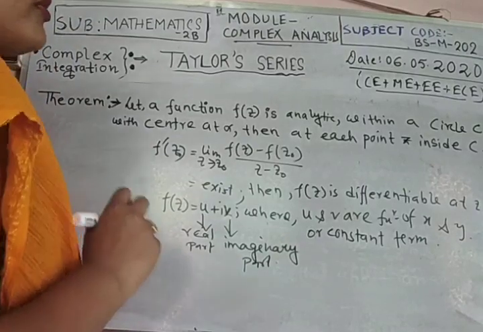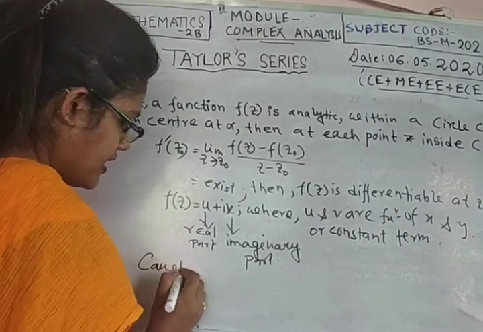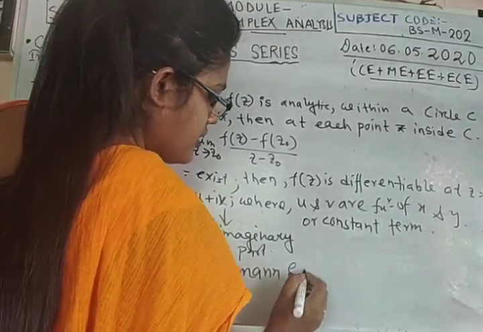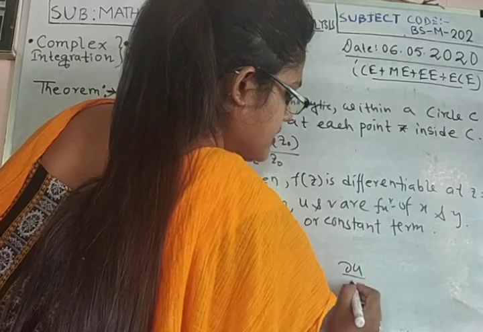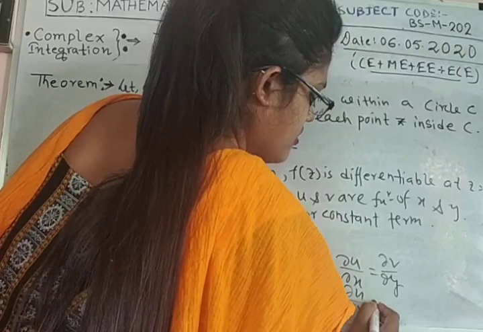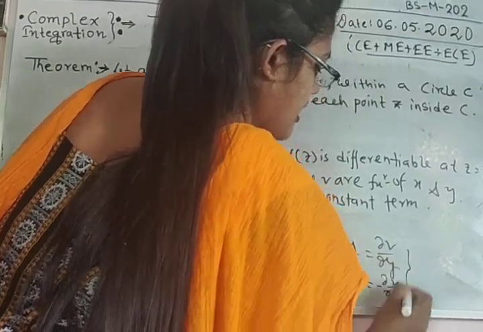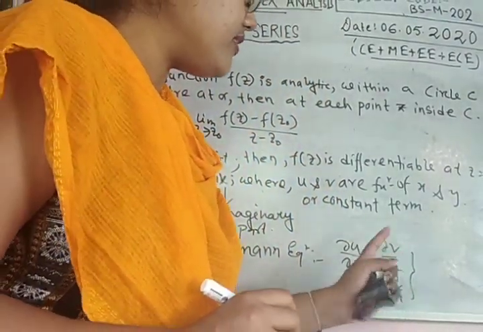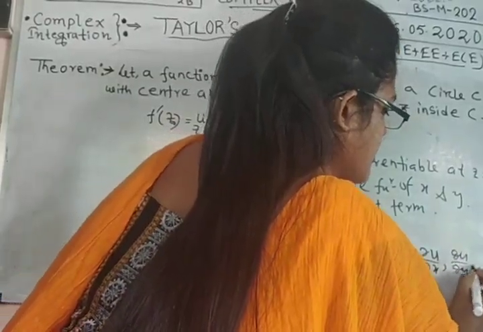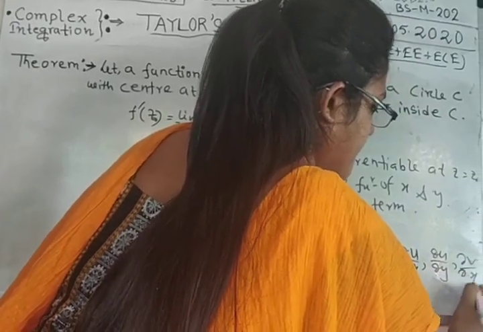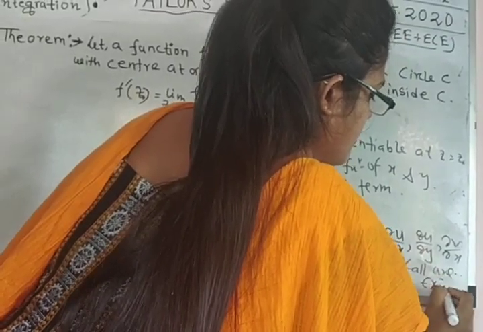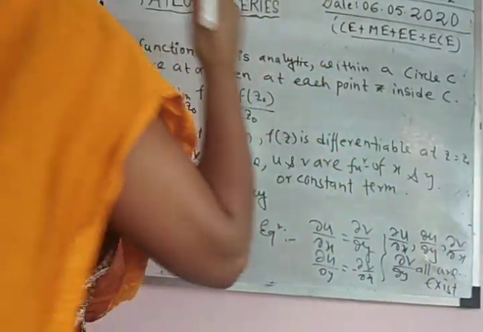So what is the formula of Cauchy-Riemann equation? CRE equation, short form. Cauchy-Riemann equation is del u del x equals to del v del y, and del u del y equals to minus del v del x. And obviously the four partial derivatives del u del x, del u del y, del v del x, del v del y will exist. All exist, then function f(z) is analytic.